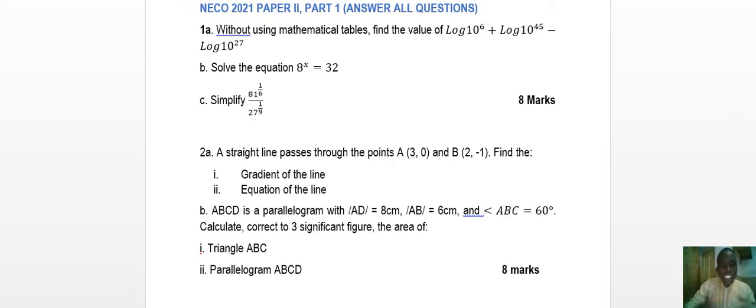Hello everyone. In this video lesson, we are going to take the second question of the NECO 2021 paper 2 part 1 question, and it's going to be the second part. Remember, I told you last time that we are going to be taking each of these questions in our subsequent 5 videos that we'll be producing.